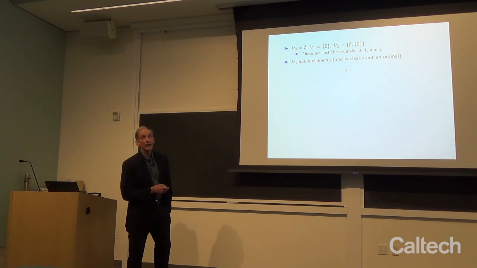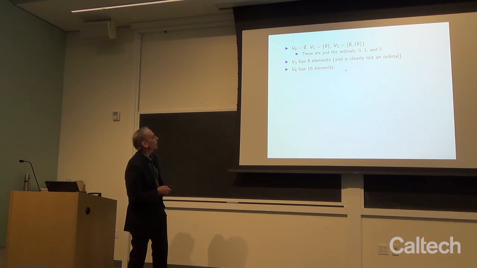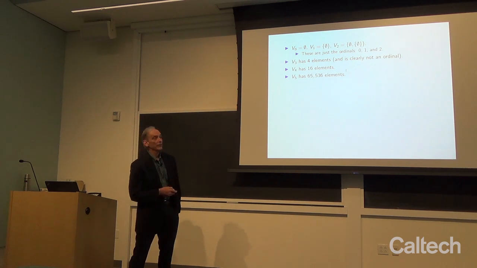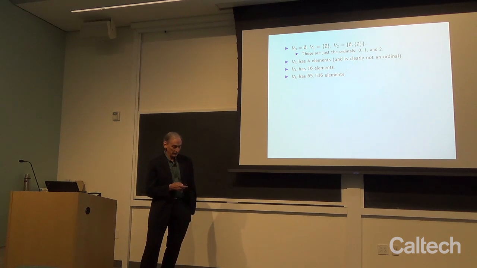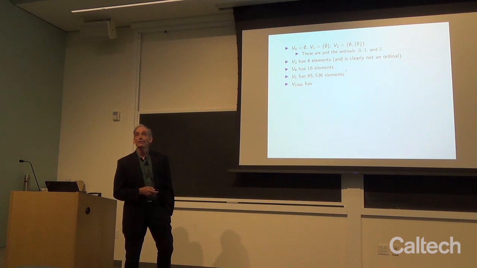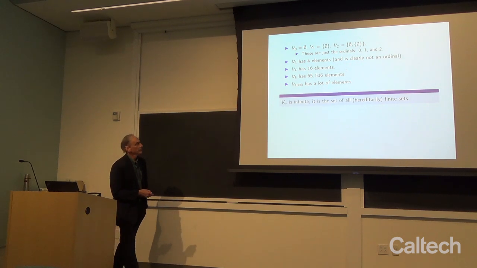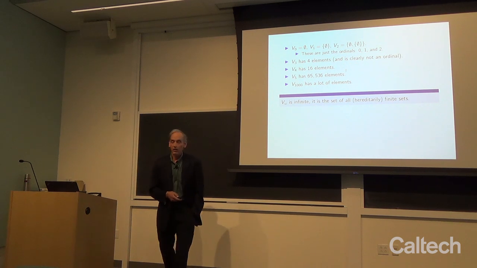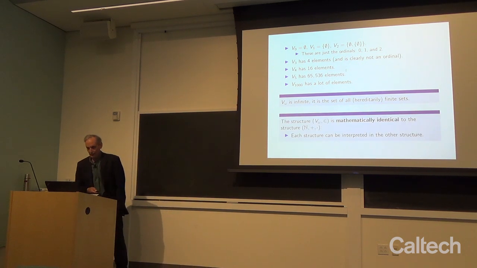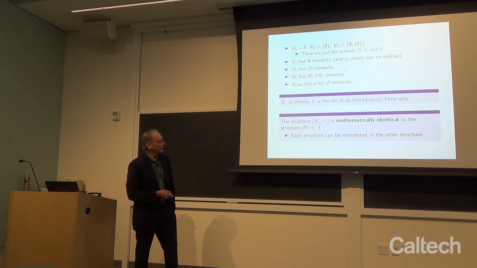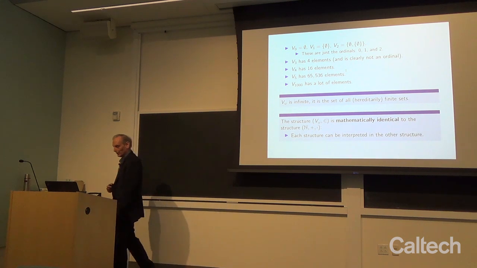V_3 has 4 elements, not an ordinal. V_4 has 16 elements, so far not so bad. V_5 has 65,536 elements, so it's gotten a little bigger. And then V_1000 has a lot. V_omega is infinite. If we just jump up to the first infinite ordinal, it's the set of all hereditarily finite sets. The structure of V_omega, that set with its membership relation, is mathematically identical to number theory. Each structure can be interpreted in the other. Now, as a set theorist, I think this is a more natural structure, but probably everyone here will disagree with me on that.